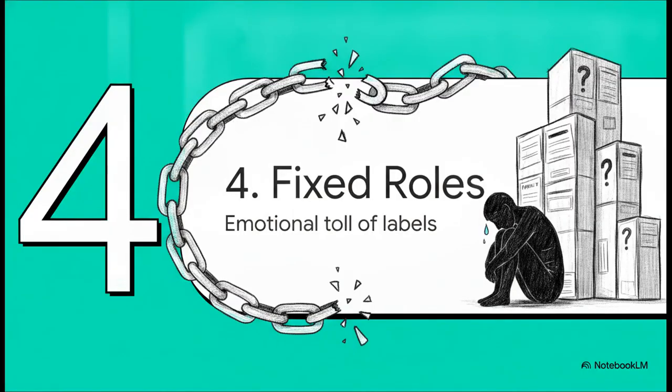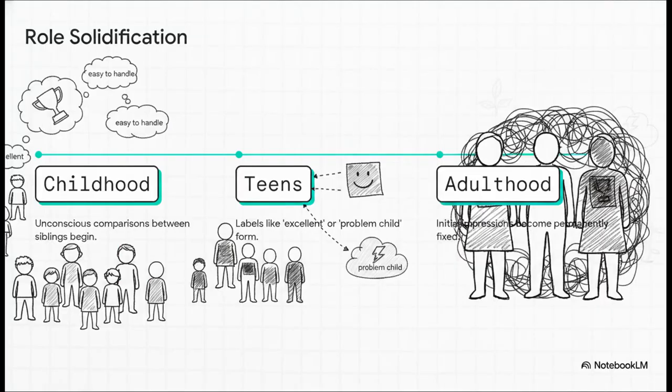Section 4. Fixed roles and deep loneliness. The emotional toll of family labels. These family roles don't just appear overnight, they solidify over time. Back in childhood, those unconscious comparisons between siblings begin. Who is the excellent one? Who is easy to handle? Who's the problem child? By adolescence, these labels firmly take shape in everyday family conversations.